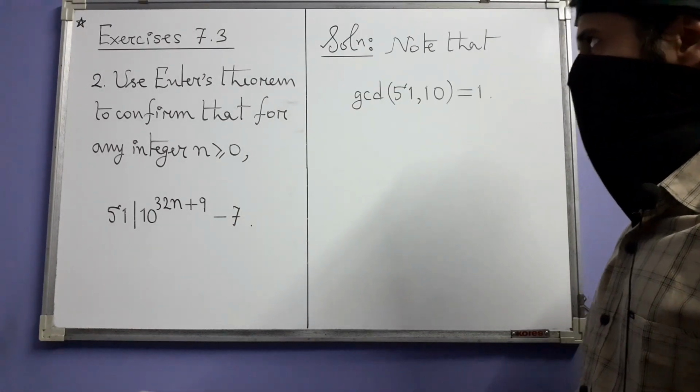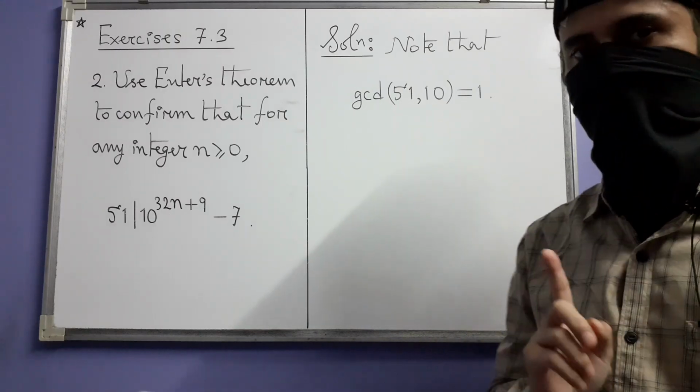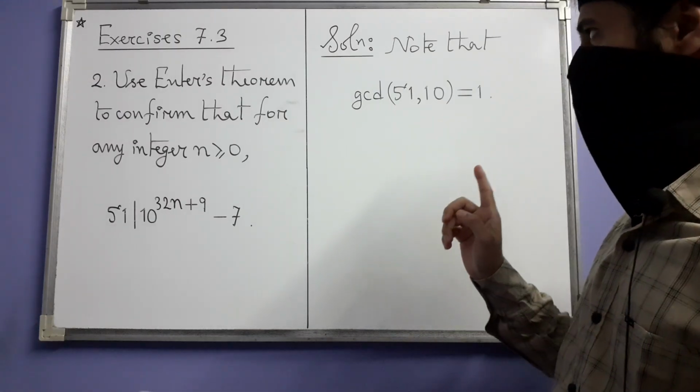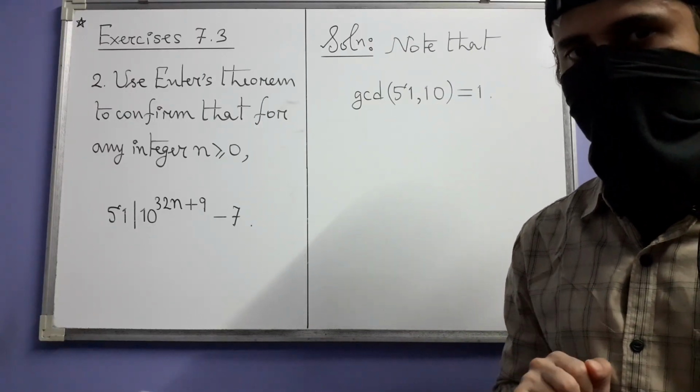Now the very first thing we note in the solution is that 51 and 10 are relatively prime. The only prime divisors of 10 are 2 and 5 and none of them divides 51. That's why.